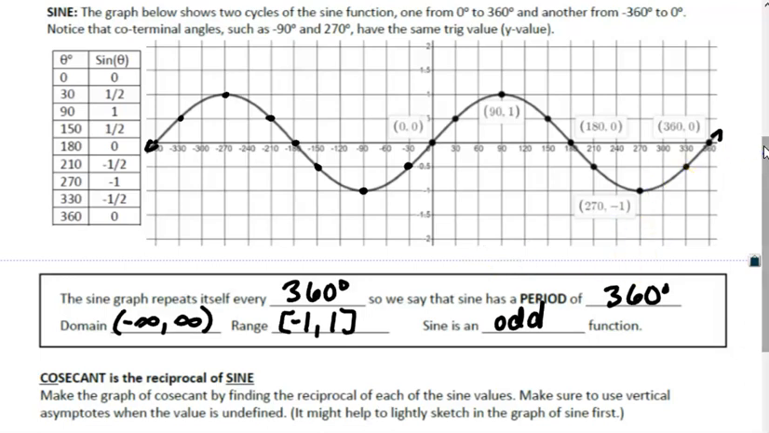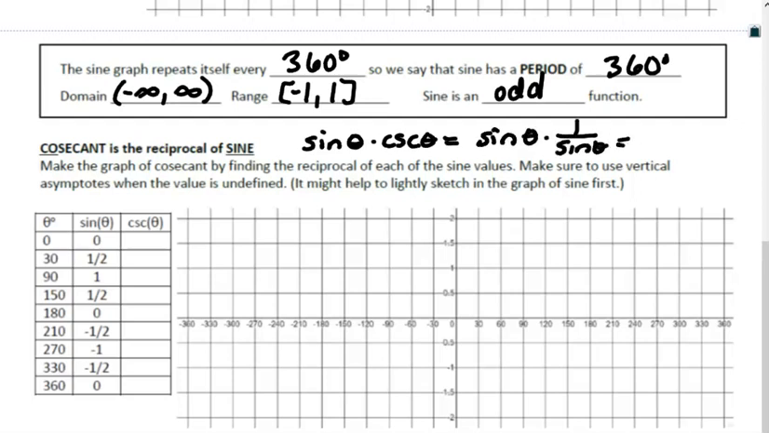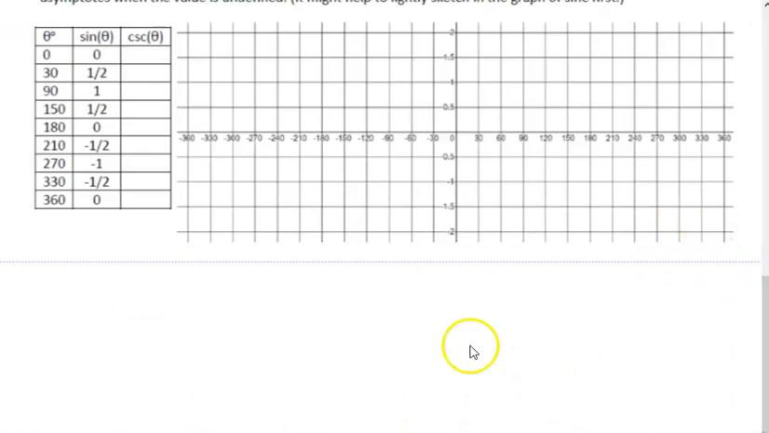Now I'm going to key in on those points and find the reciprocals of each of those points. So recall that when we multiply a number times its reciprocal, we get 1. And we can see that just by looking at the definition. If I multiply sine of theta times cosecant of theta, that's the same thing as multiplying sine of theta times 1 over sine of theta. So I just get 1. So I'm looking for trig values for sine and cosecant that multiply to give me 1.